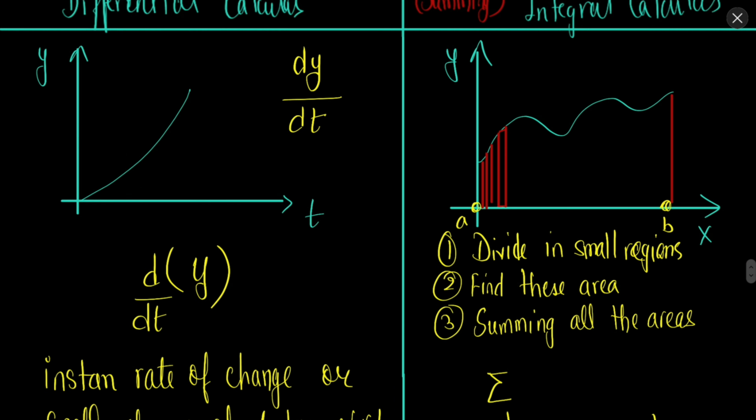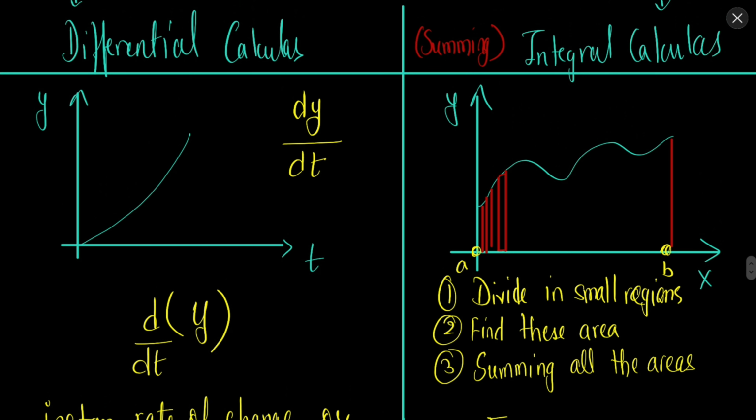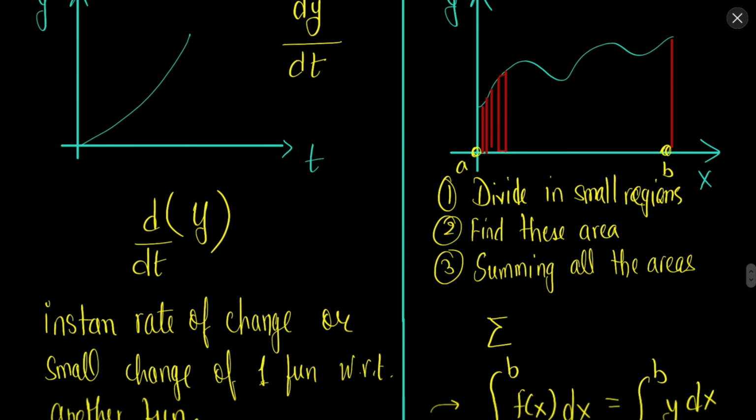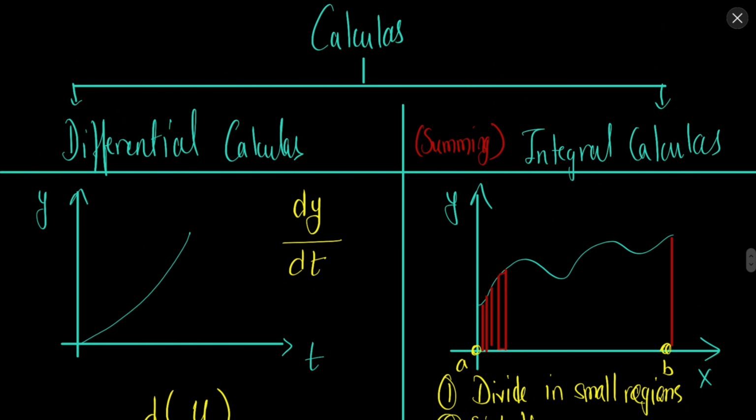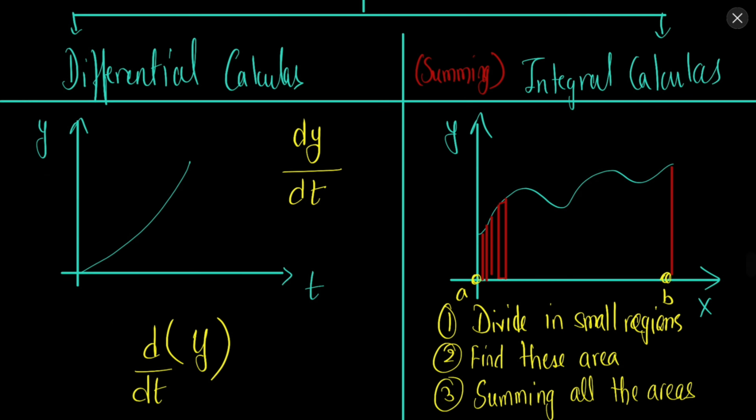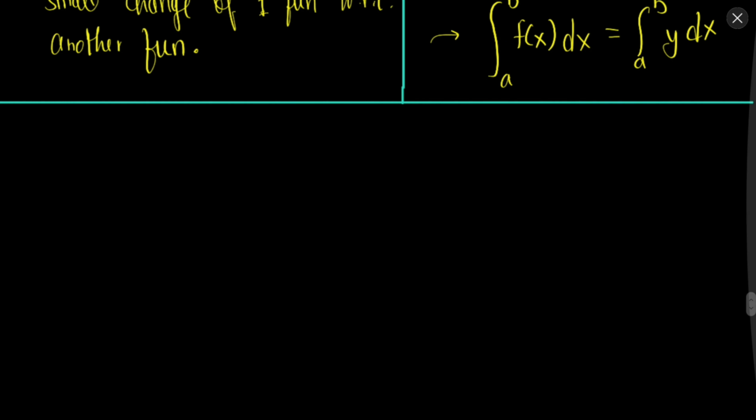Integration is the summation of small areas to find the value of the complete area, and differentiation is about small change of one function with respect to another function. So for now this is the thing that you need to keep in mind. Now there are some formulas. Just keep those formulas in mind and you will understand the importance of differentiation and integration when we start doing mechanics. I will write those formulas for differentiation and integration.